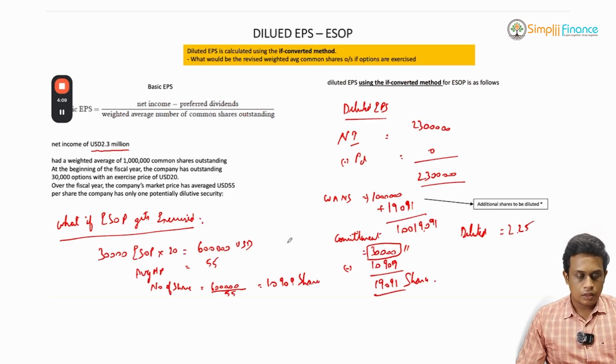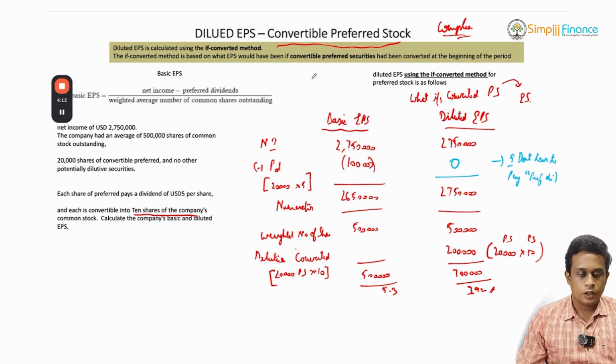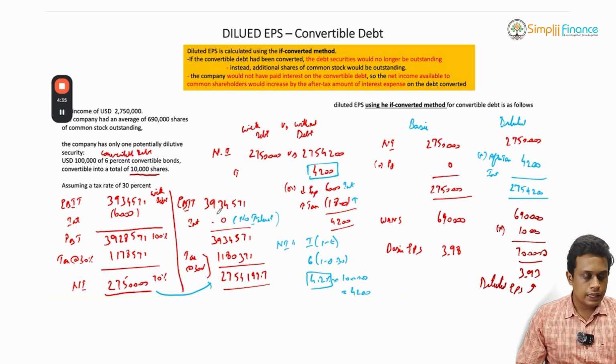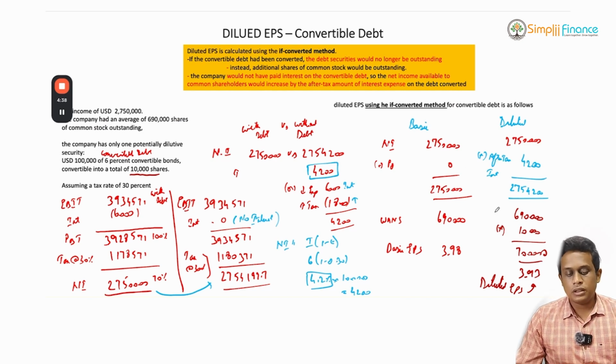So, a quick recap, we have seen three convertible securities. First was the preferred stock, where we ask what if the preferred stock gets converted? In the numerator you do not subtract the preference dividend, because you don't have to pay the preference dividend anymore, and the denominator gets increased by the conversion of this preferred stock. The convertible debt has again an impact in the numerator and the denominator. The numerator increases by the after tax interest expense, and the denominator gets increased by the conversion of equity shares from the convertible debt.